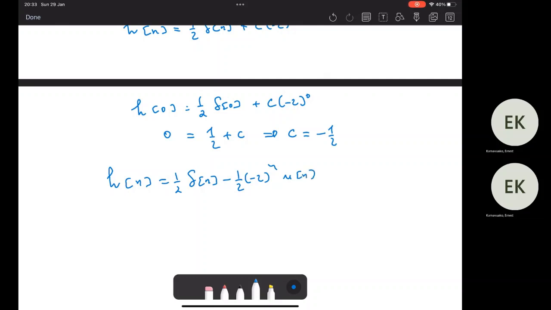This is how you compute the impulse response, and we have used the discrete time system. Thank you very much for watching.